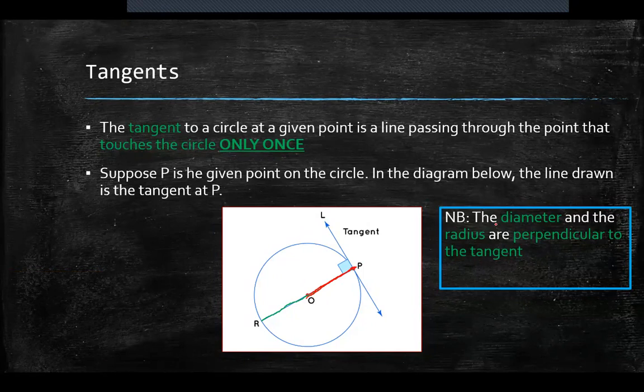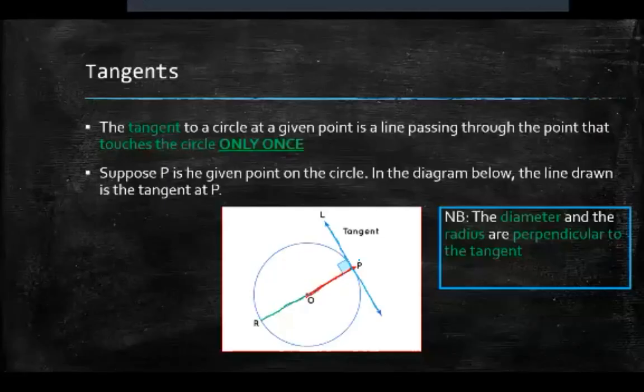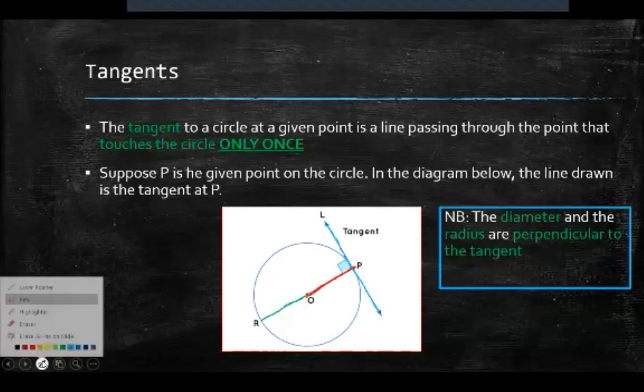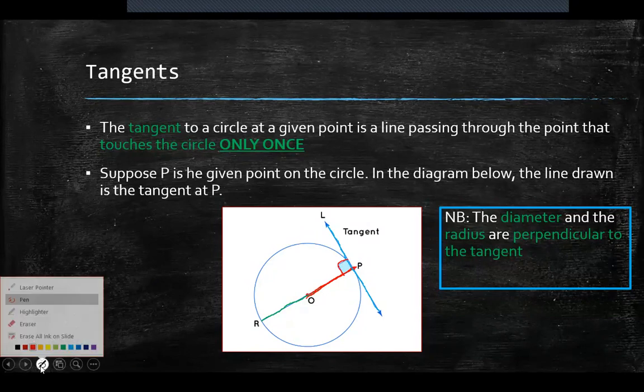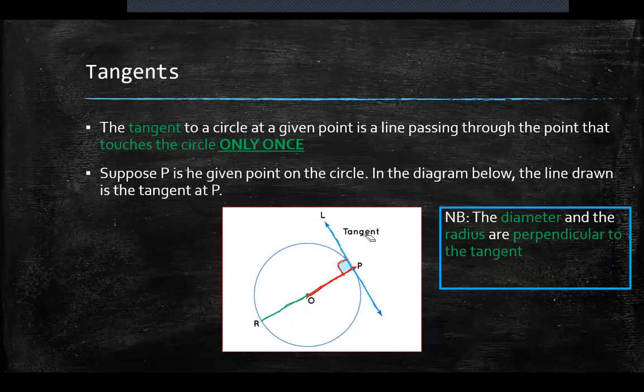And you need to notice that the diameter and the radius are perpendicular to the tangent. So let me put the tangent in blue. The blue line is the tangent, the red line is the radius. And I need you to remember that these two are perpendicular. That means that they meet at right angles. That's something you need to know for later on, and you'll see why.